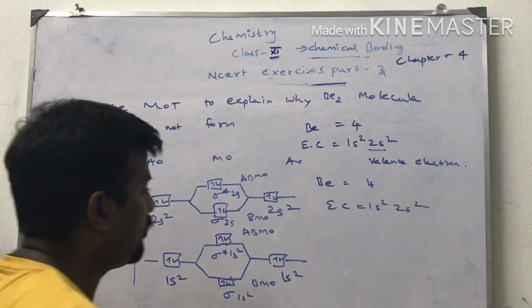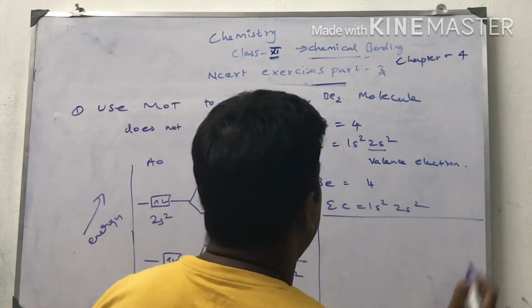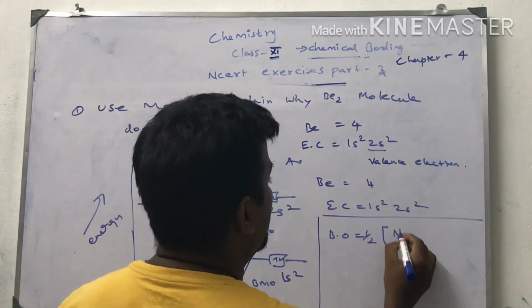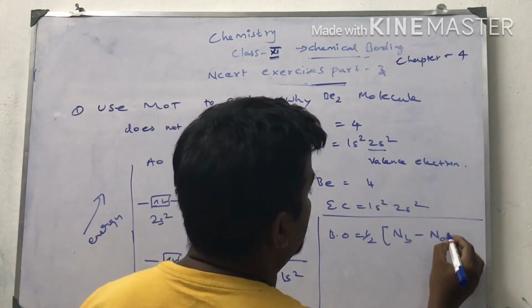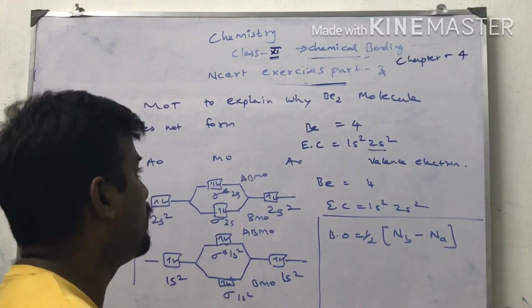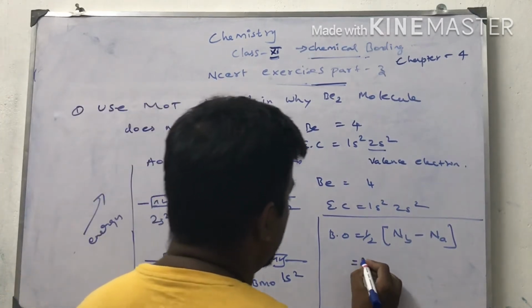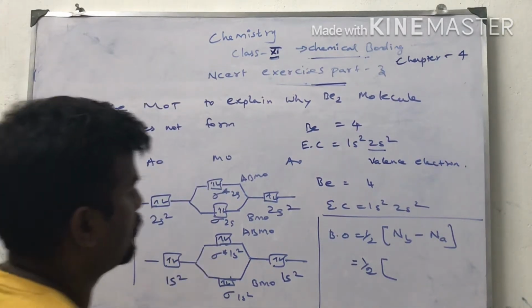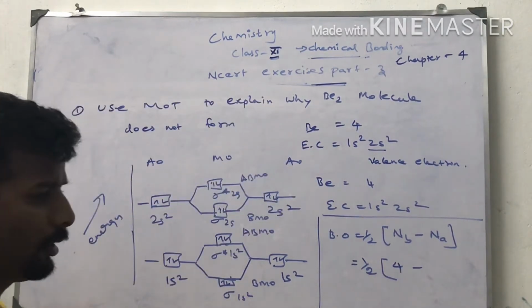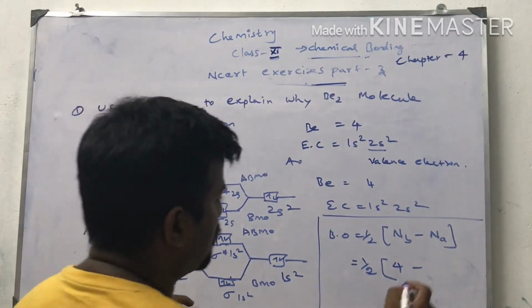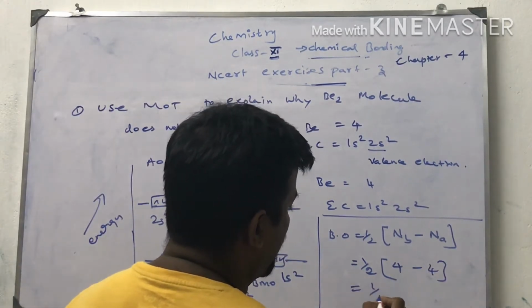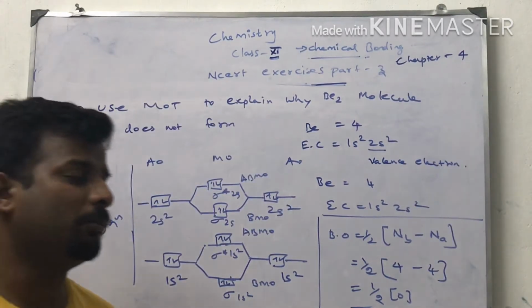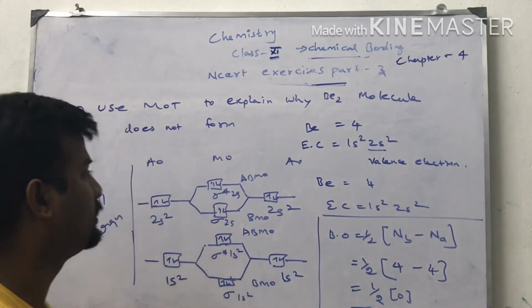I already explained what is BMO and ABMO. Bond order is equal to half into number of bonding molecular orbital electrons minus number of anti-bonding molecular orbital electrons. This is the formula. Use this diagram. How many bonding electrons are there? 2, 4. How many anti-bonding electrons are there? 2, 4. So half into 0. That is why beryllium molecule does not exist.